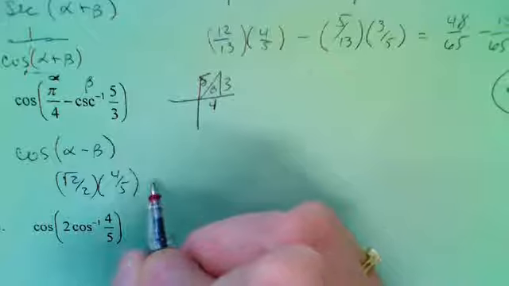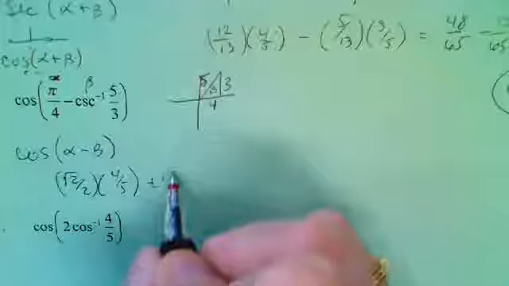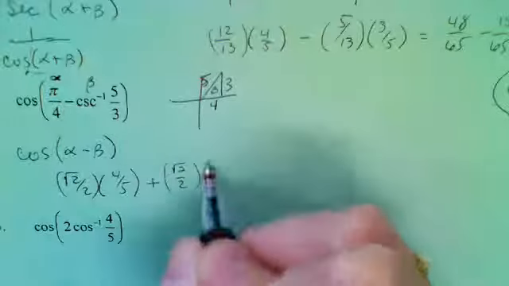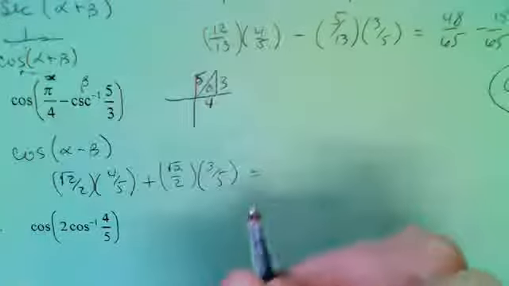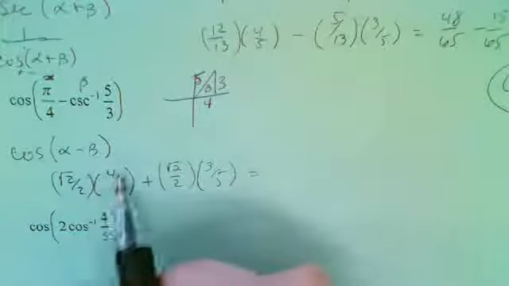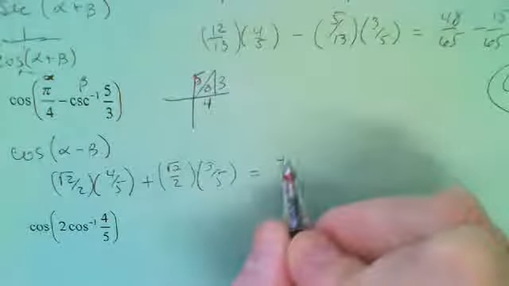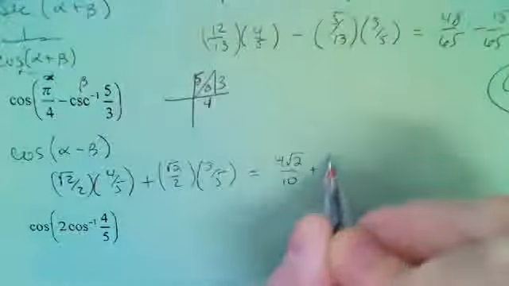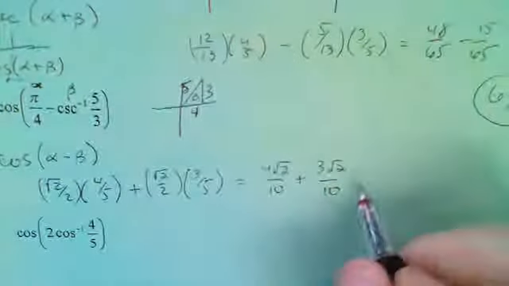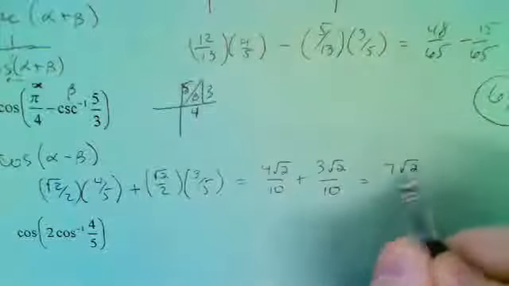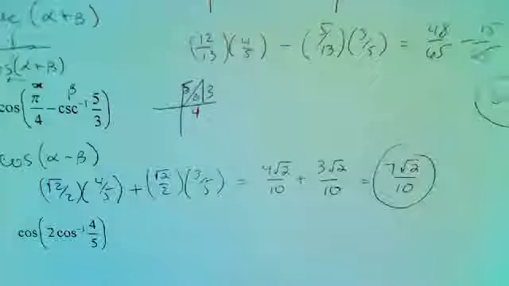Cosine of alpha minus beta, then it's plus the sine of the first angle. The sine of pi over 4 is radical 2 over 2 times the sine of the second angle, which would be 3/5. And so when I multiply this, I'm going to get 4 radical 2 over 10. Here I'm going to get 3 radical 2 over 10. So 4 radical 2 over 10 plus 3 radical 2 over 10. Those are like terms, so when I put them together, I get 7 radical 2 over 10. Okay? So I was just adding them.